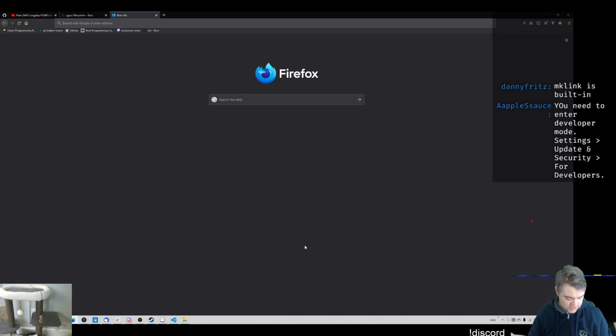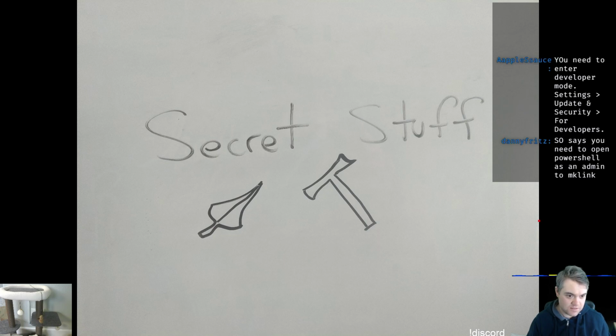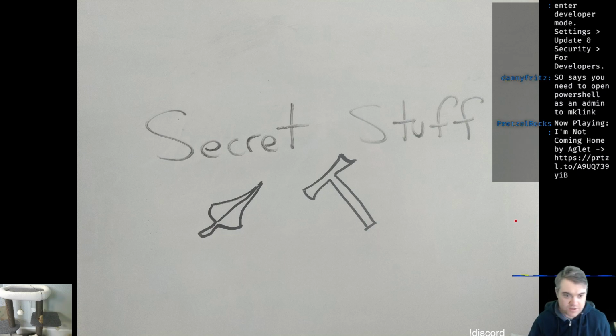Oh, okay, so hold on. Let me go to secret mode just in case there's something weird in developer mode. So this is settings, updates and security, for developers. Oh, you need to open PowerShell as an admin. Okay, update security, for developers, and then, oh, developer mode.